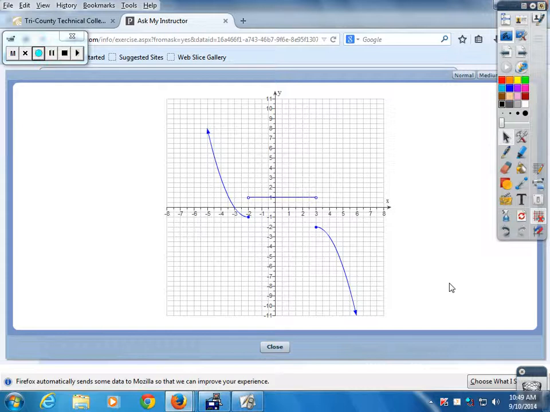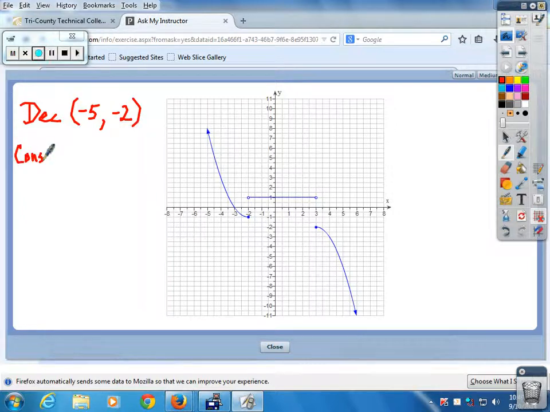So, let's start with increasing and decreasing. We read from left to right, so it's decreasing from what? -5 to what? -5 to -2. Then it's constant from where? -2 to 3.